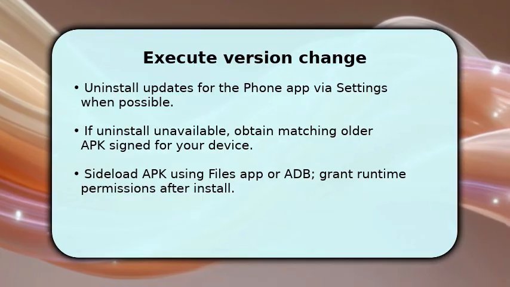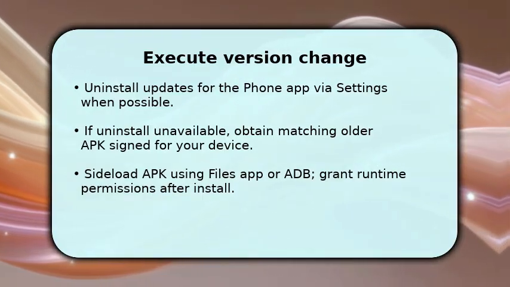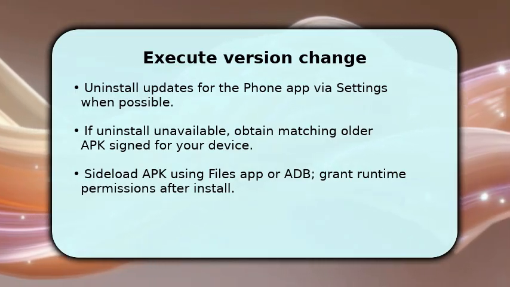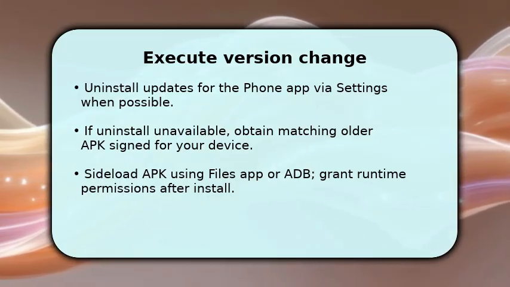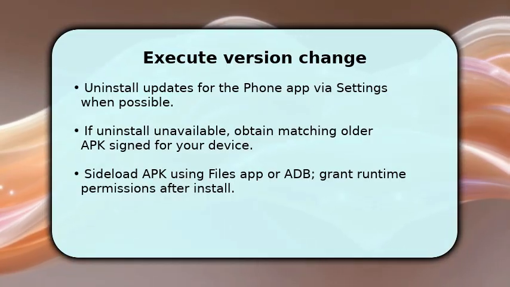Go to Settings, Apps, Phone app and choose Uninstall Updates when offered, which reverts to the factory version. If that option is not present, download a signed older APK that exactly matches your device architecture and Android level. Then sideload via the Files app or use ADB install -r to replace the package.